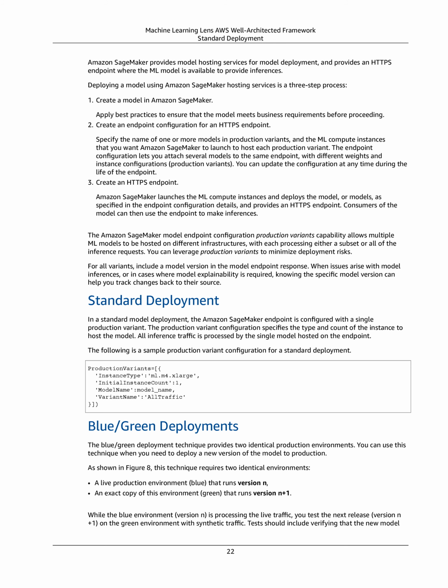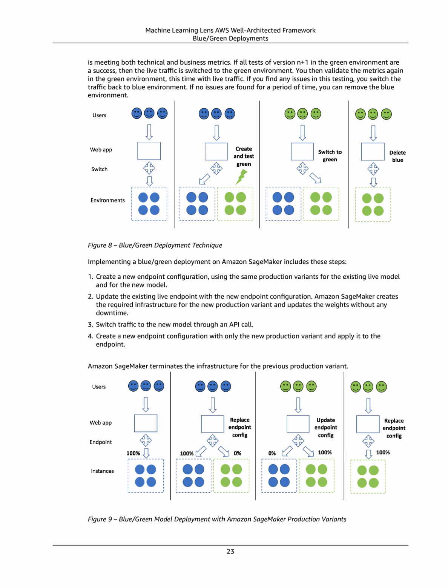While the blue environment, version n, is processing the live traffic, you test the next release, version n+1, on the green environment with synthetic traffic. Tests should include verifying that the new model is meeting both technical and business metrics. If all tests of version n+1 in the green environment are a success, then the live traffic is switched to the green environment. You then validate the metrics again in the green environment, this time with live traffic. If you find any issues in this testing, you switch the traffic back to the blue environment. If no issues are found for a period of time, you can remove the blue environment.